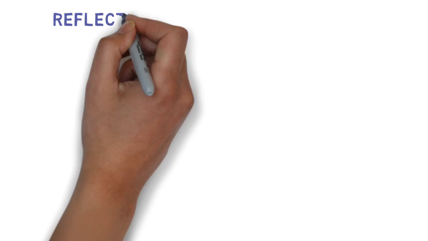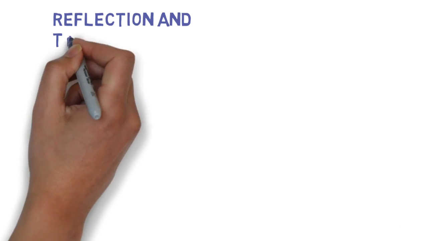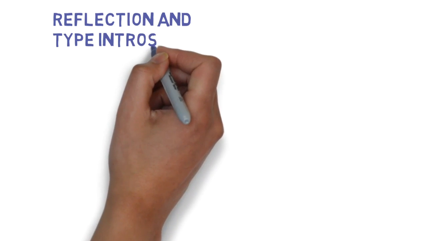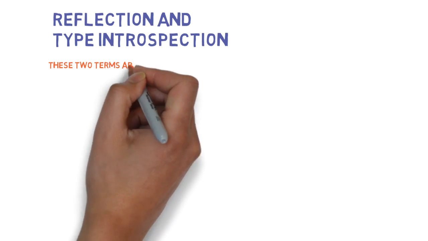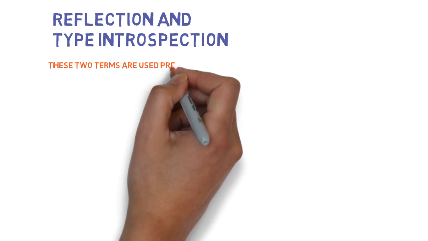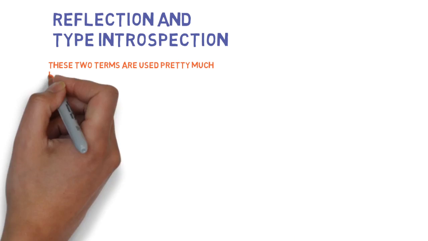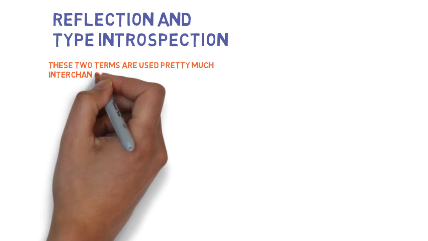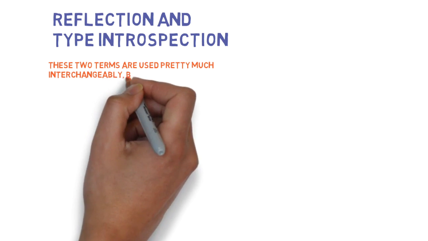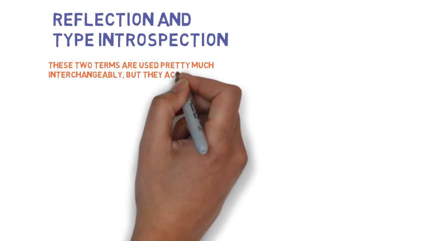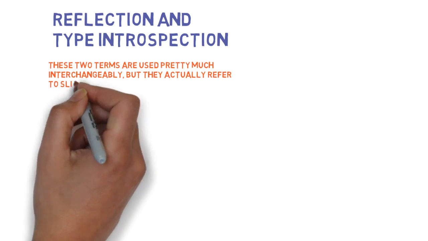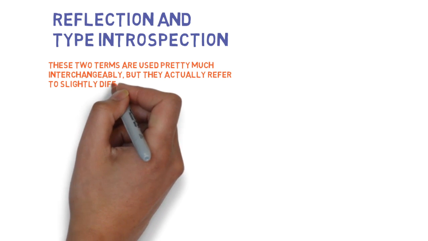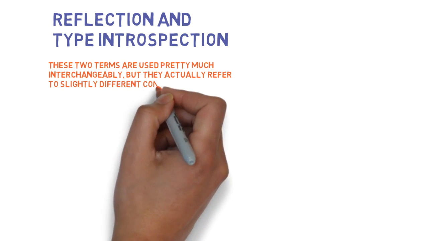There are two terms which are used together fairly often. They are related but slightly different, and it's important that we understand what they are and what the differences between them are. Reflection and type introspection. These two terms tend to be used pretty much interchangeably, but they actually refer to slightly different concepts. Let's try and understand what exactly they are. What is reflection?